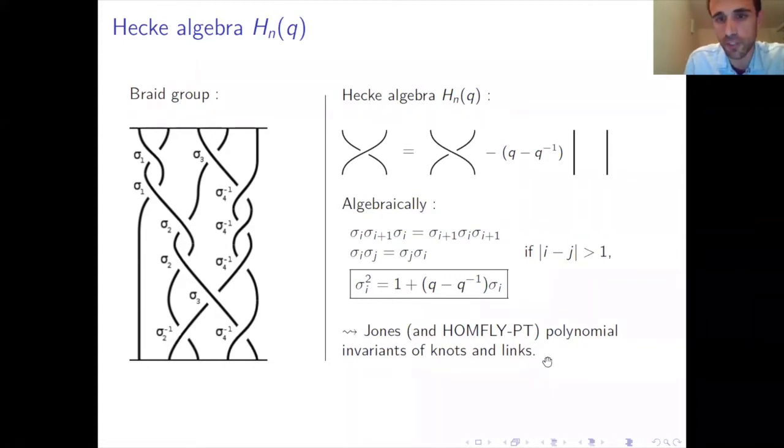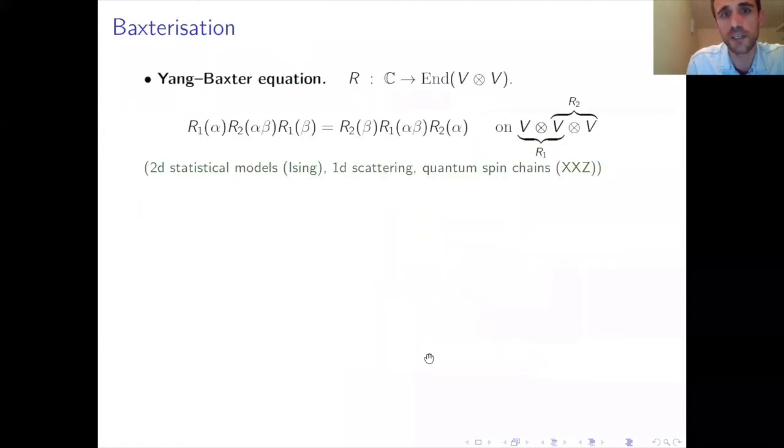Okay, so that's the first definition of the Hecke algebra. Second topic, the Yang-Baxter equation. Of course, I don't have time to explain to you the whole story of the Yang-Baxter equation.